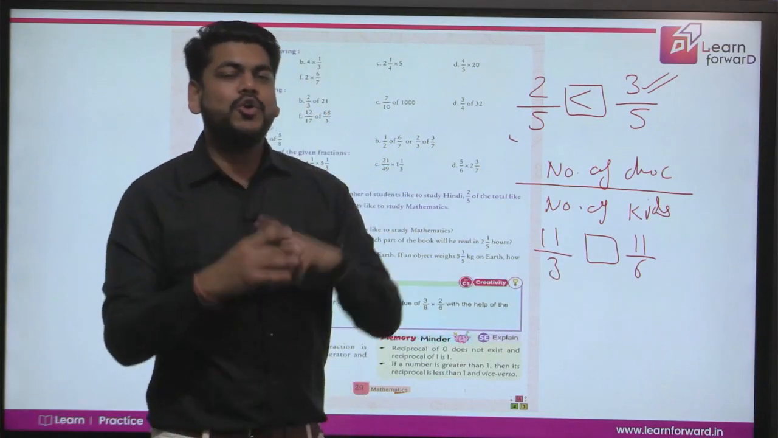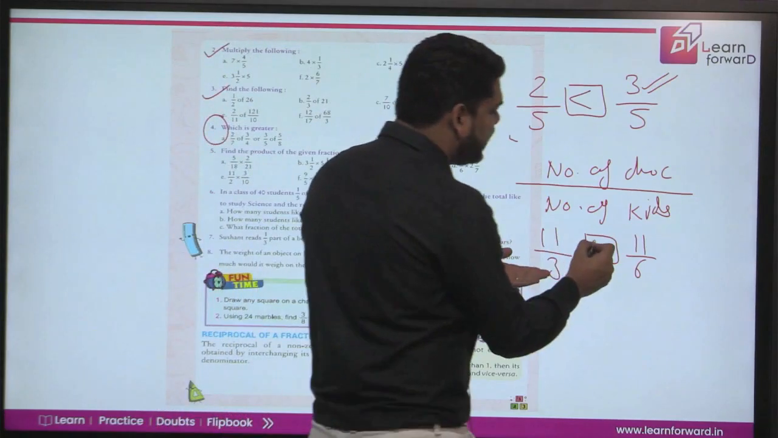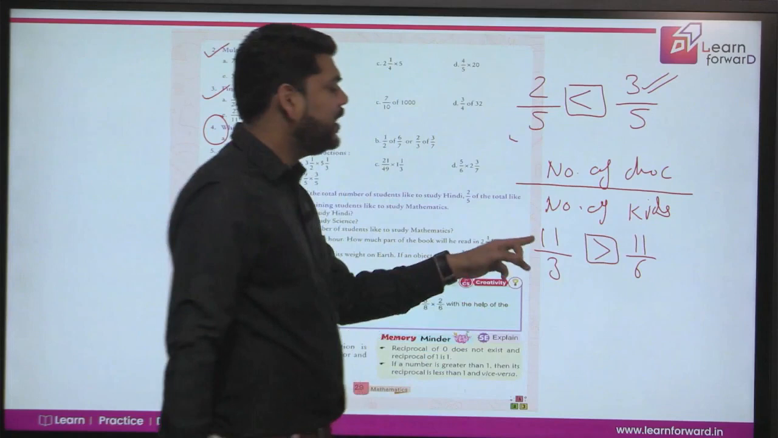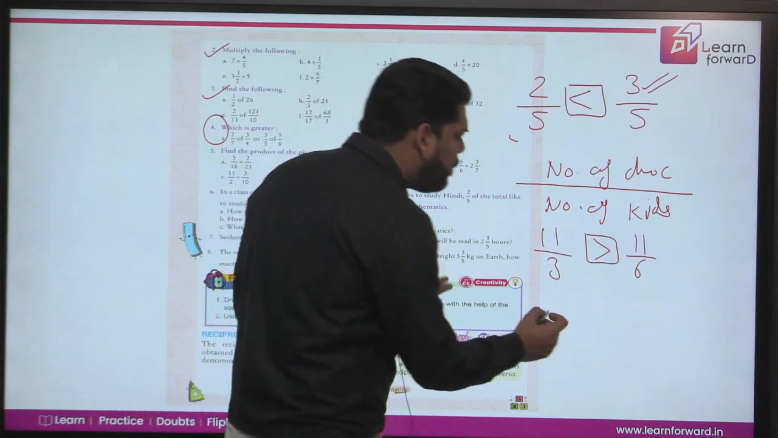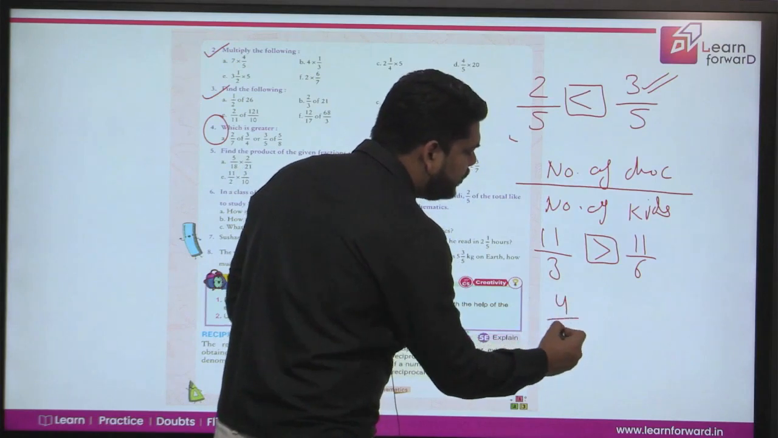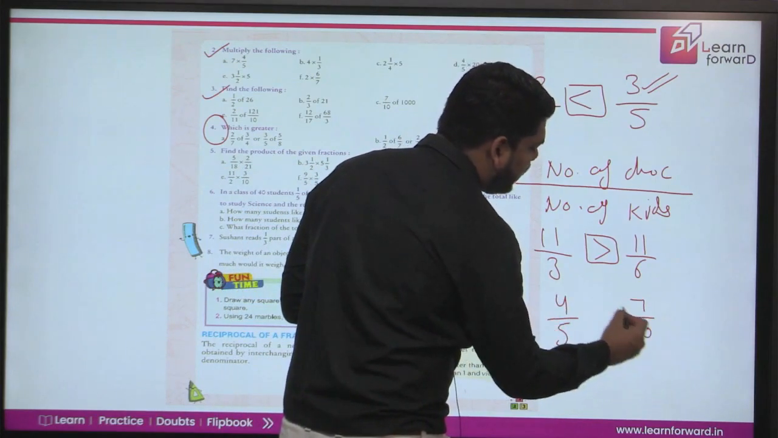So in which case will you be getting more chocolates? Correct, where the number of kids is less. So the answer will be 11 by 3. Fine. But what happens in the case where the numerator and denominator both are different?